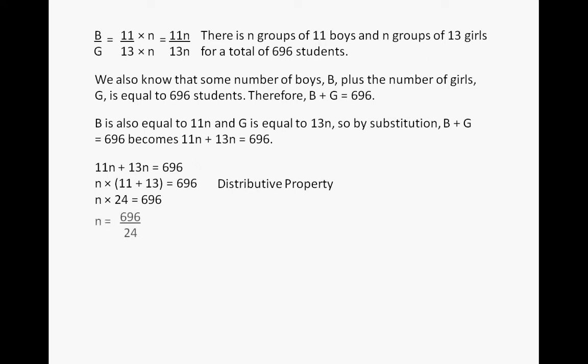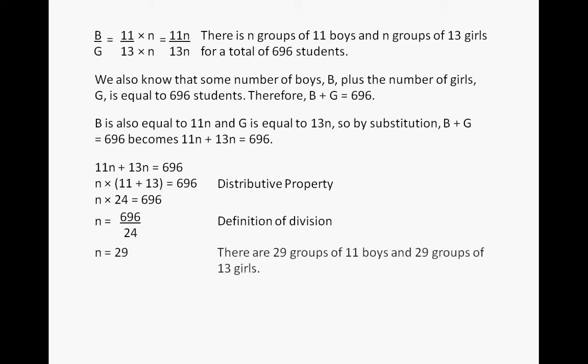We can also state this as n is equal to 696 divided by 24, because of division, or the definition of division. So that means the number of groups that we have is 29. So 29 is representing the number of groups. So there's 29 groups of 11 boys and 29 groups of 13 girls.